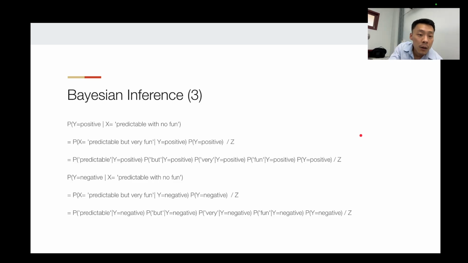Awesome. Good. So how do we compute this guy? This guy, P of x equal to predictable but very fun. Then we decompose it into each token in that string, and we multiply them together. What's the probability of seeing this word, given that you know that the document is positive? Should be pretty low, right? If you think about it, predictable is not a very good word for a positive document. But also it should be 50-50 if you don't know that, right?